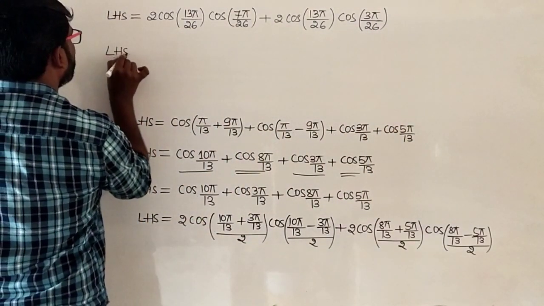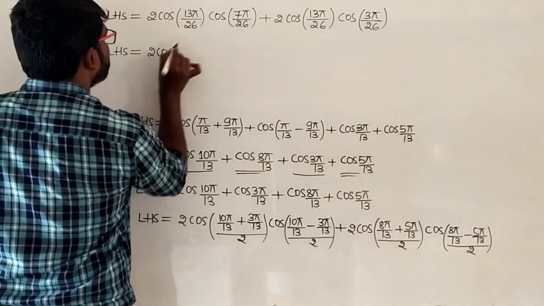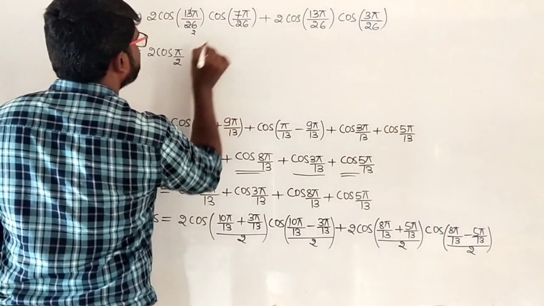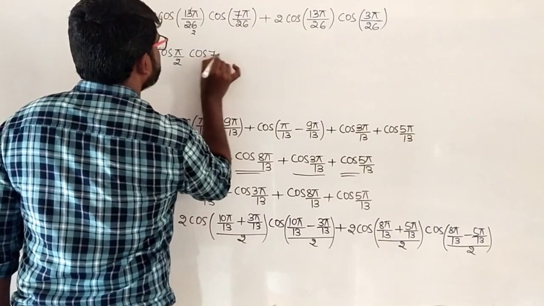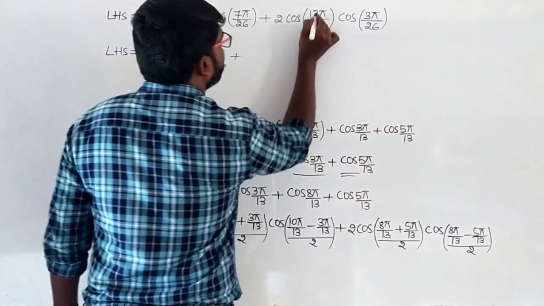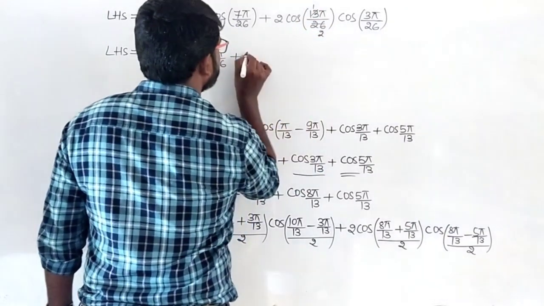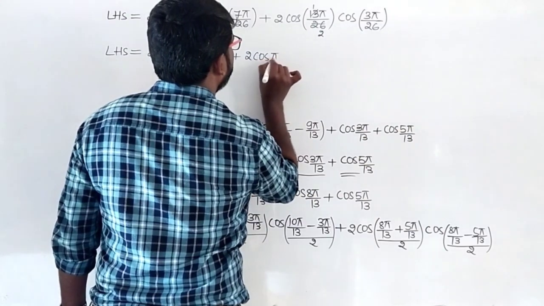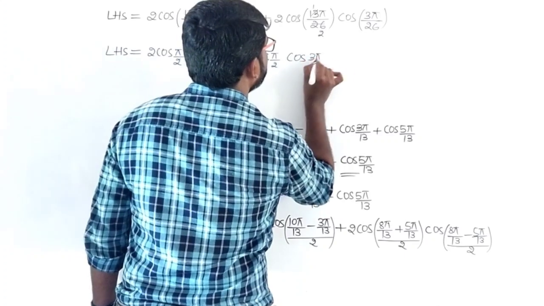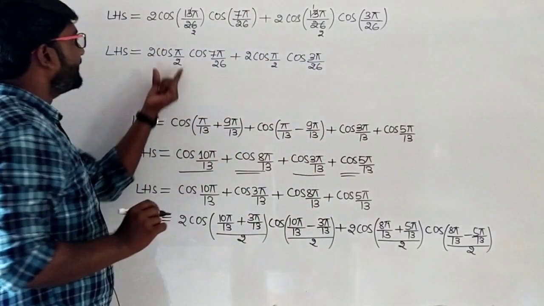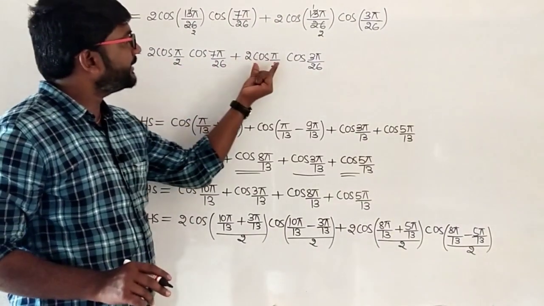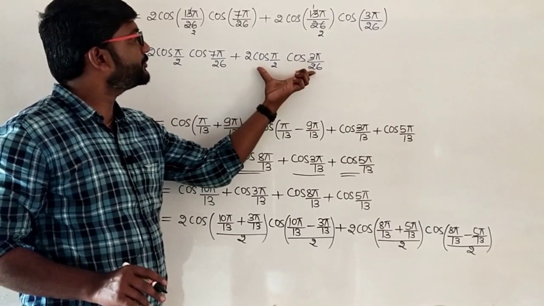Left hand side which is equals to 2 cos, 13 ones are 13, twos are 26, we get pi by 2. 2 cos pi by 2, I write this as it is now, into cos 7 pi by 26. Then plus here again 13 ones are 13, twos are 26. So we get 2 cos of pi by 2 into cos 3 pi by 26. So now what is the value of cos pi by 2? It is 0. 0 into anything is always 0. Then here again cos pi by 2 value it is 0. 0 into these two terms will be 0.